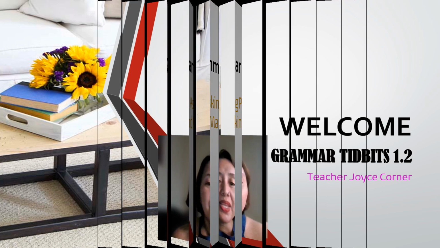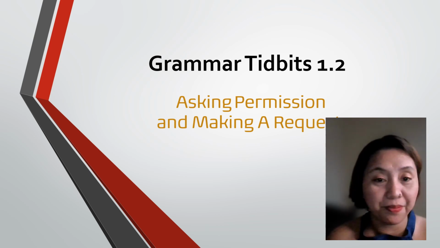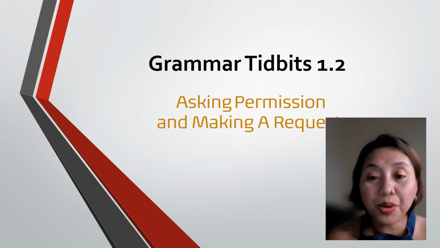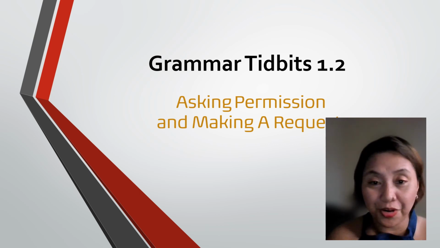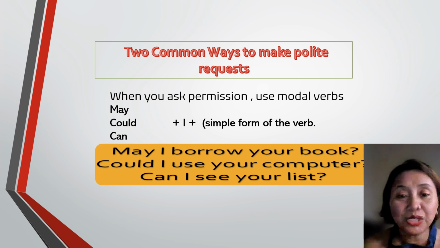Now, asking permission and making a request. What is the difference between the two? When you ask permission, you do it by yourself. But when you make a request, you ask someone to do something for you, right? Okay, now, don't you know the two common ways to make polite requests?